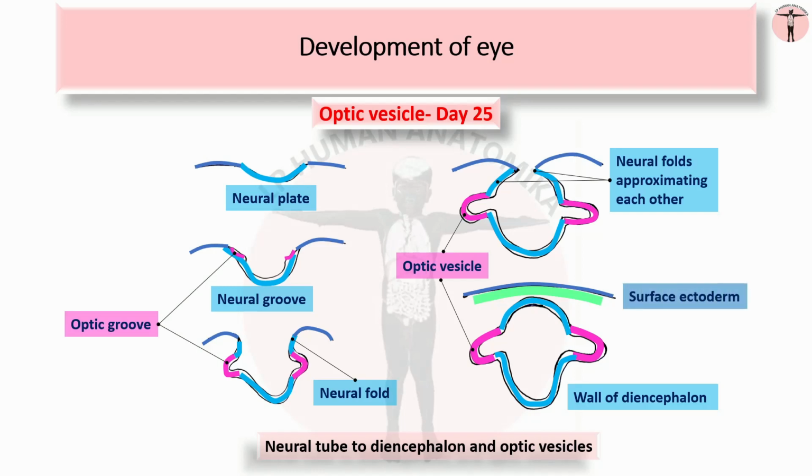In between the diencephalon and the surface ectoderm, there are neural crest cells and mesoderm. Neural crest cells and mesoderm collectively make up the mesenchyme from which the connective tissue and associated structures of the eyeball and orbit develop. Let us enlarge and focus only on the region where optic vesicle is developing.